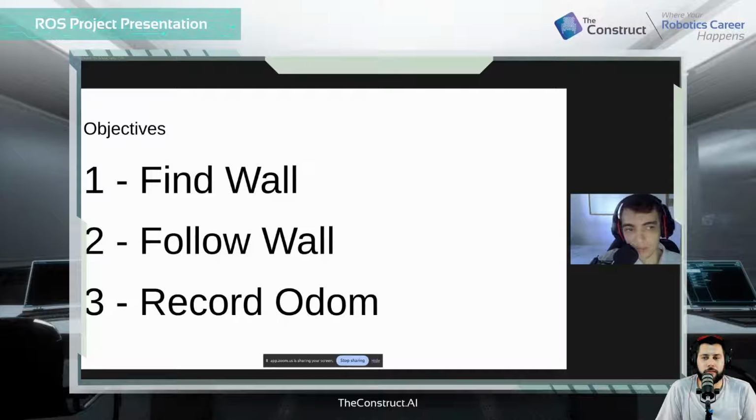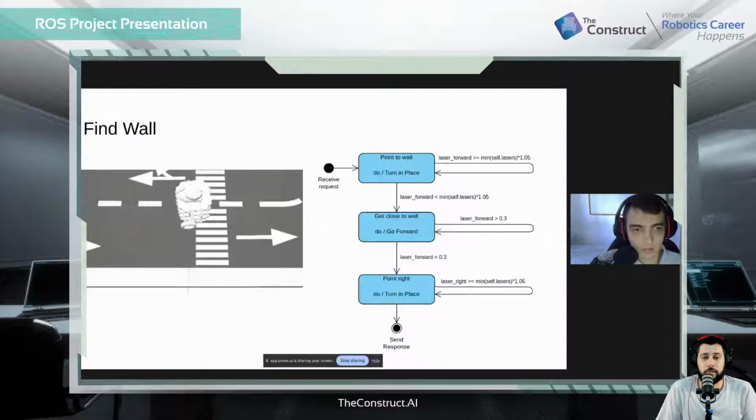What I did here is I need to make a service that finds the wall. I need to make a node that controls the robot, so the robot can follow the wall and go around the field. And I need to make an action server to record the odometry. People generally use pseudocode, but I prefer state machines.